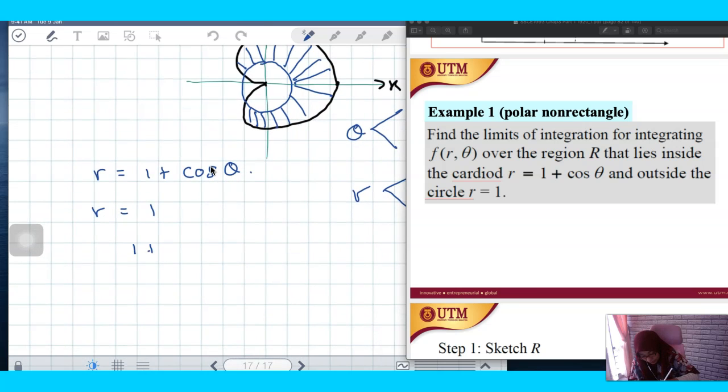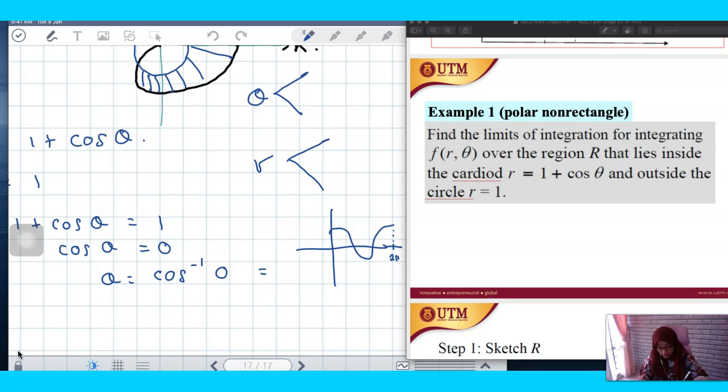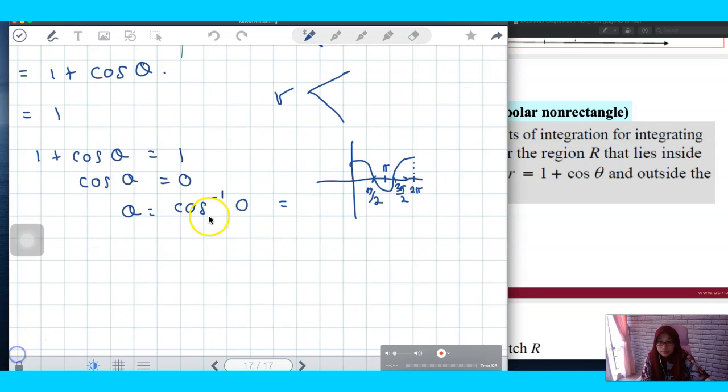So when you solve that, you have 1 plus cos theta equal to 1. So cos theta equal to 0. So theta is cos inverse of 0. Just ask yourself, cos of what angle? The answer is 0. So we have the graph here. Let's say we only consider one cycle. So this is pi, this is pi over 2, this is 3 pi over 2. So it looks like the value of theta is at pi over 2 and 3 pi over 2.